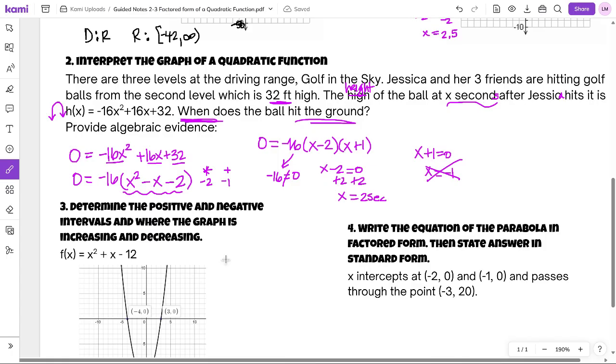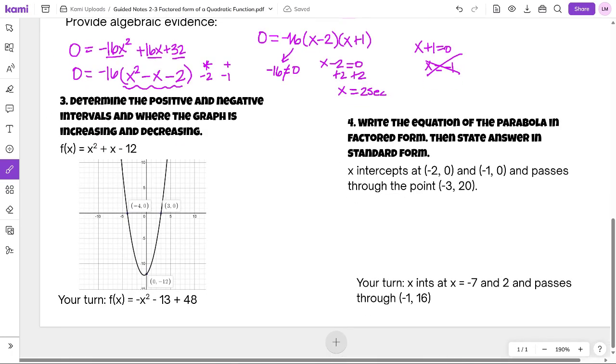Again, check it on Desmos before you start or after you finish. Okay, determine the positive and negative intervals where the graph is increasing and decreasing. Wait, it should say determine where the graph is positive and negative. I think the way it's written is maybe how it's written on the CCA, determine the positive and negative intervals. So know that when it asks for the positive and negative intervals, it's asking for intervals where the graph is above and below the x-axis. And then also we're going to say where the graph is increasing and decreasing.